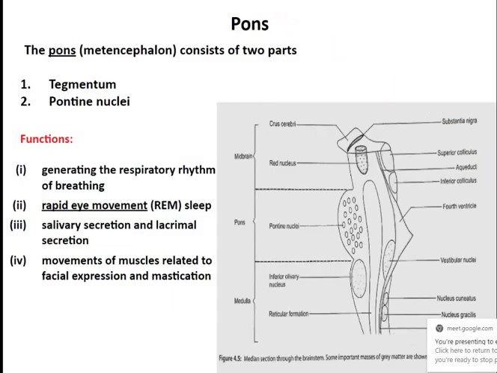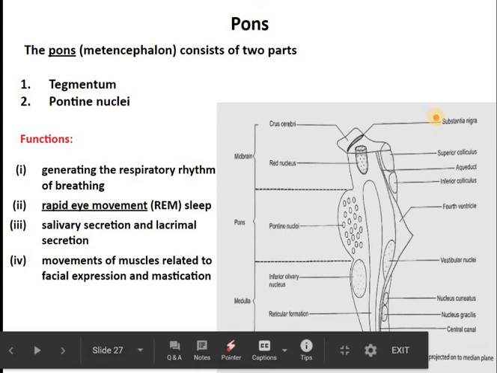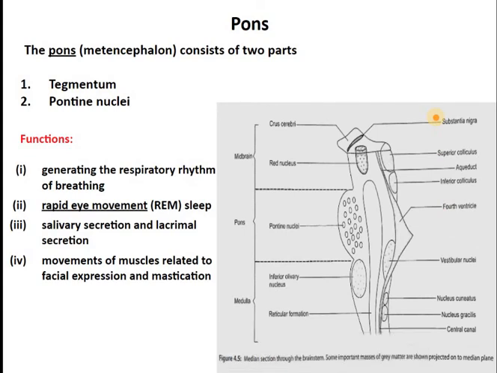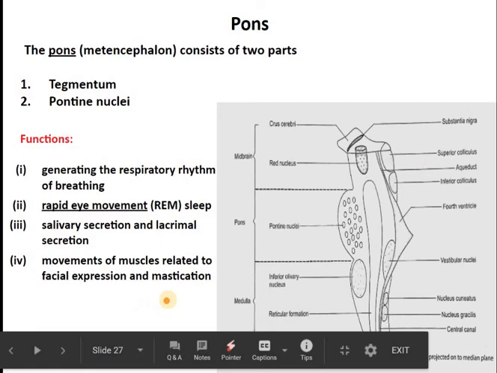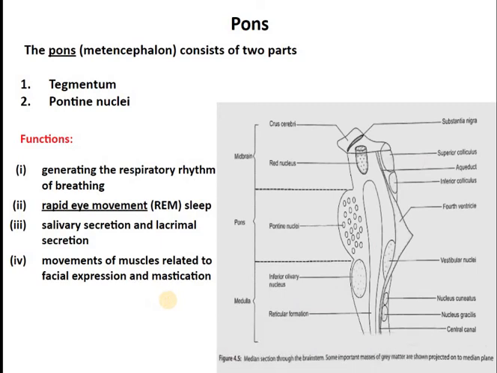So whatever the mental condition is expressed by the facial expression, this facial expression is due to the activation of the different nuclei of the pontine region. So the pons is responsible for showing the facial expression, and it is also responsible for mastication. Mastication means movement of the jaw, which actually depends upon the stimulus coming from the pontine region. So these are the functions of the pons that I discussed earlier.